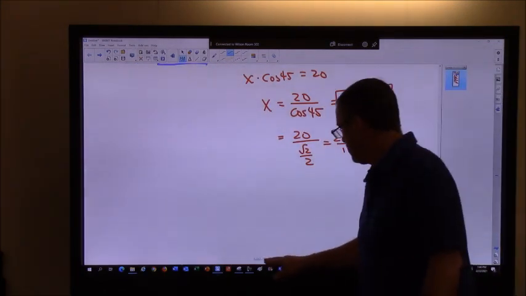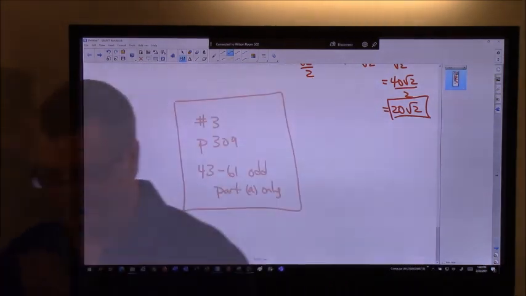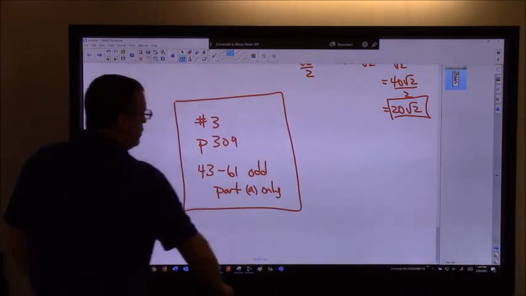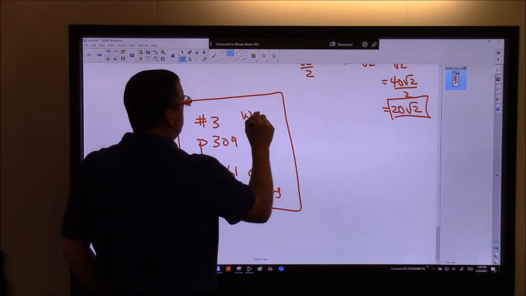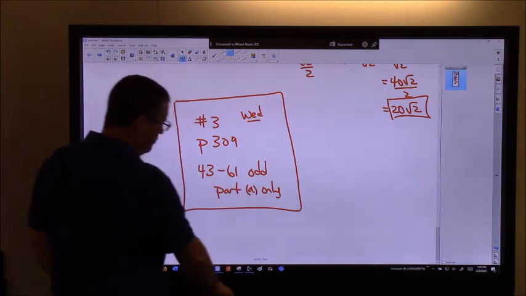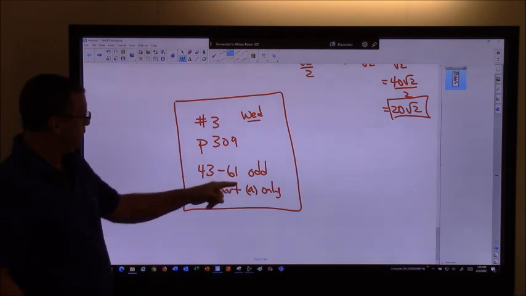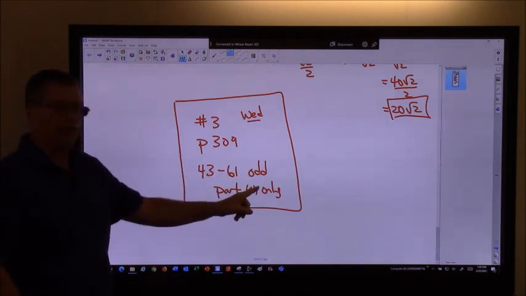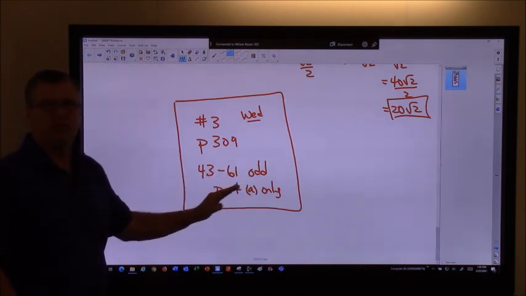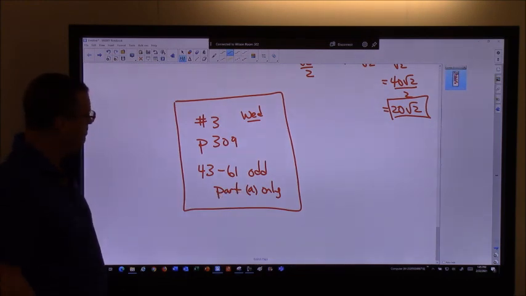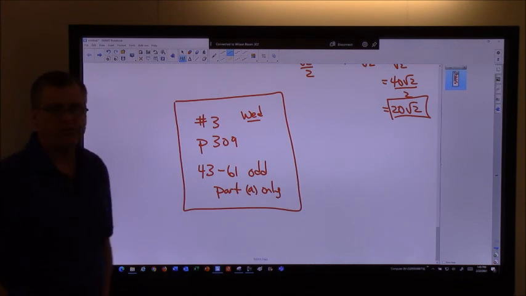All right, let me get you guys an assignment. All right, so this is our Wednesday portion. We got page 309. We're going to do 43 to 61 odd. We're going to do just part A. There's a part A and B for each of these. We'll do just the A part, okay? All right, so there it is.